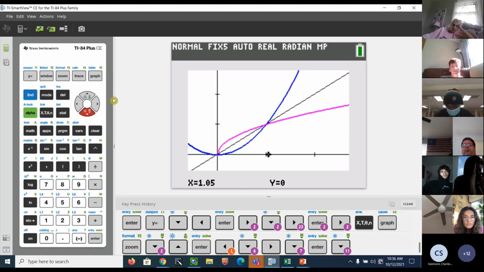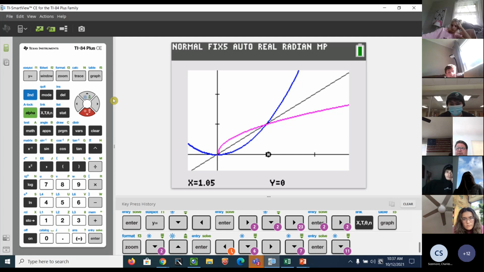So can somebody tell me what they see happening with the two inverses along the black line? What would you say they are of each other? Opposite? How about mirror images? Yeah. That's what I was trying to get y'all to say. They're symmetrical. They're mirror images of each other. They are symmetrical around the 45-degree angle. Does everybody see that?